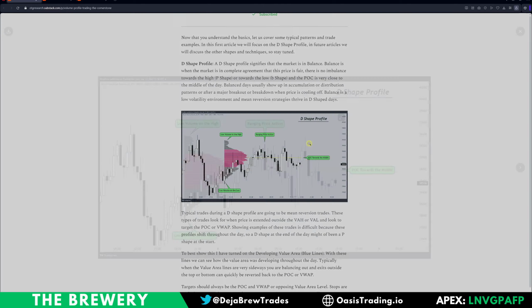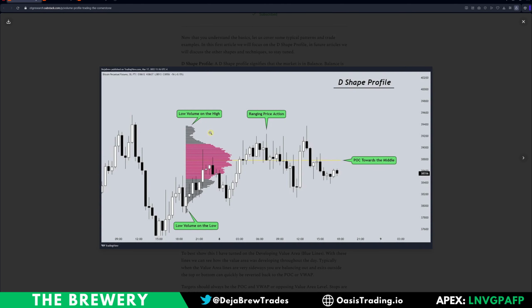With a D-shaped bell curve profile, as seen in this example here, the POC is towards the middle, and the volume begins to fall off towards the high, and the volume falls off towards the low as well. Typically, this shape of a profile is seen during a ranging market. That could be either an accumulation or a distribution style of market. It's typically found when the volume is not really picking a side. The volume is not heavily trading towards the high. It's not heavily trading towards the low. They're just kind of agreeing on a standard price and ranging around that level.